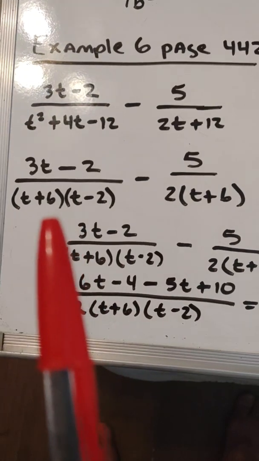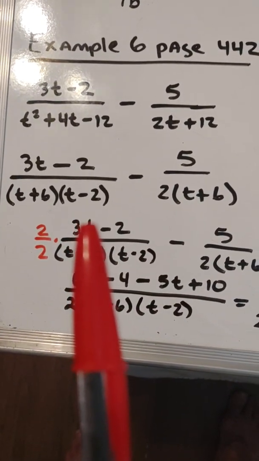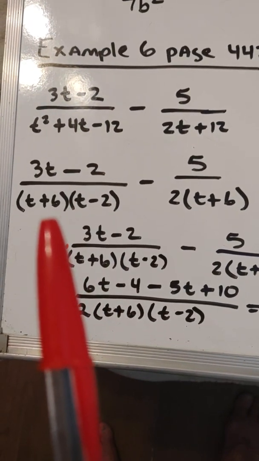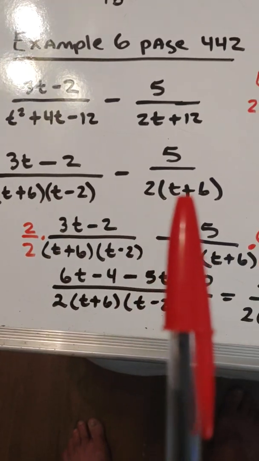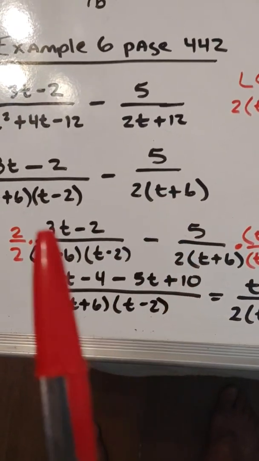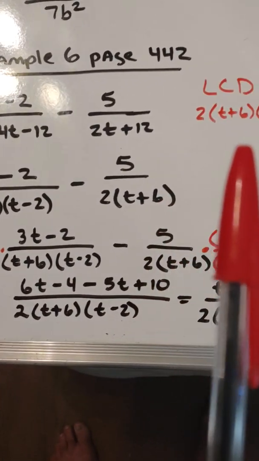We don't combine these. It's the highest exponential power from a single term. So this is t plus 6 to the first power, and this is t plus 6 to the first power. We don't combine them. We can only use what they are. Now, if this had been t plus 6 squared, we'd have used t plus 6 squared.